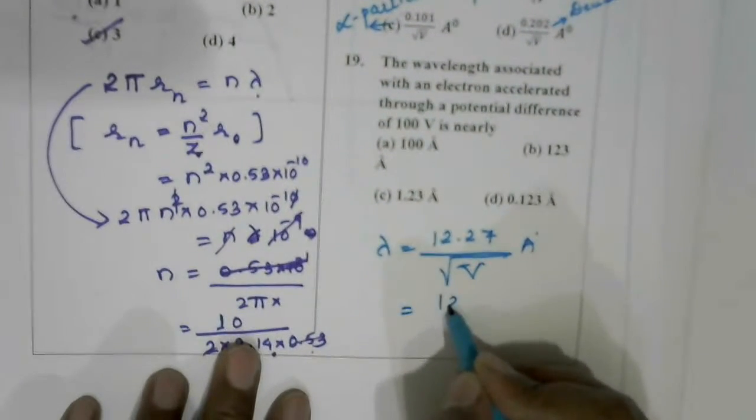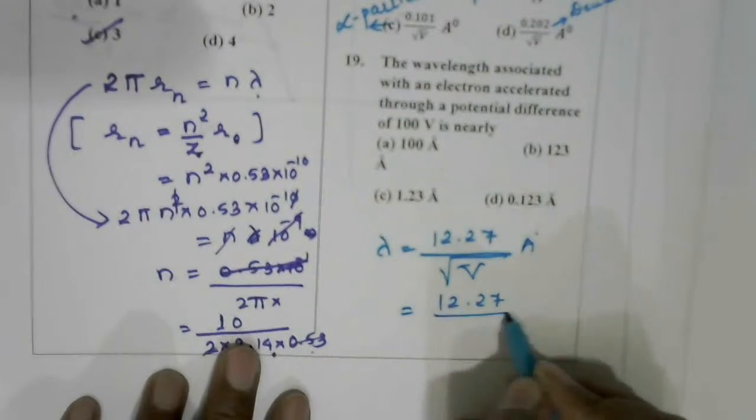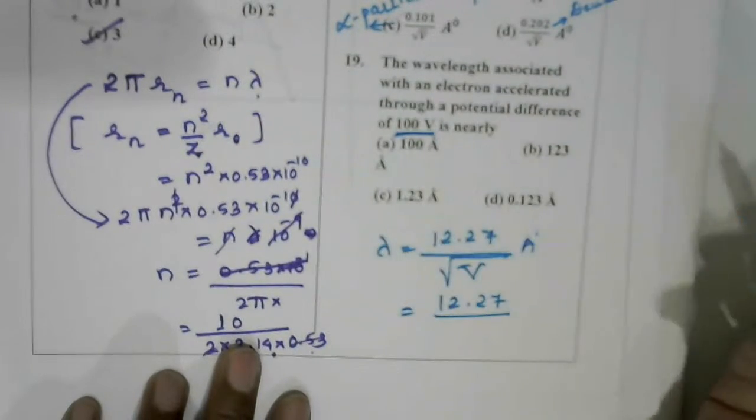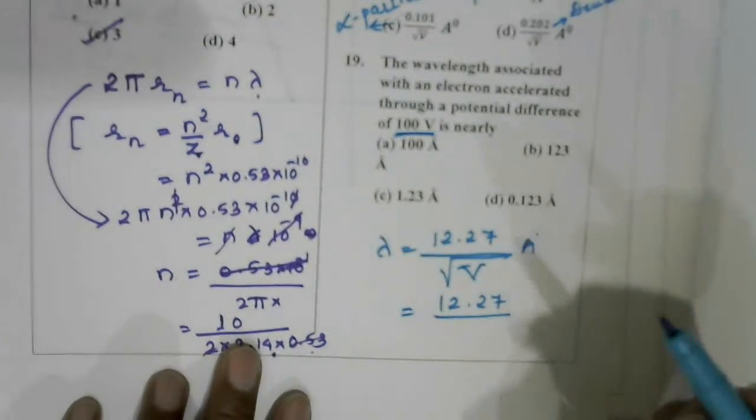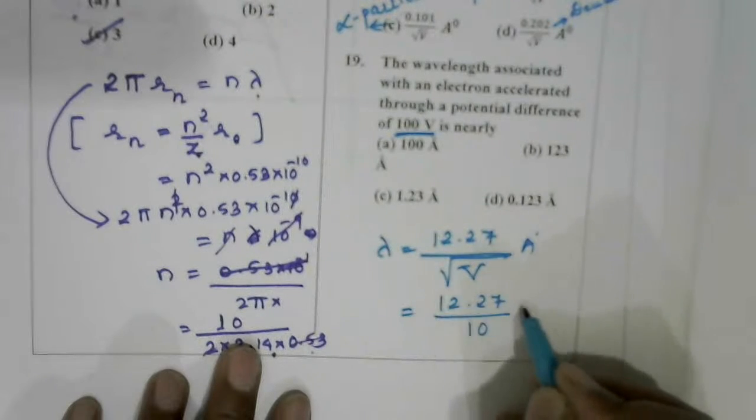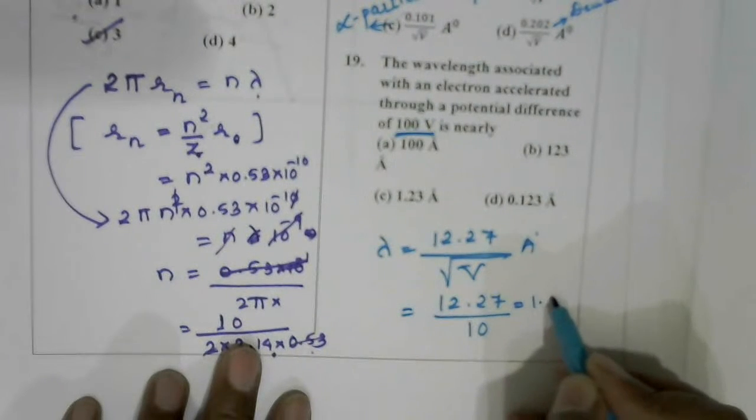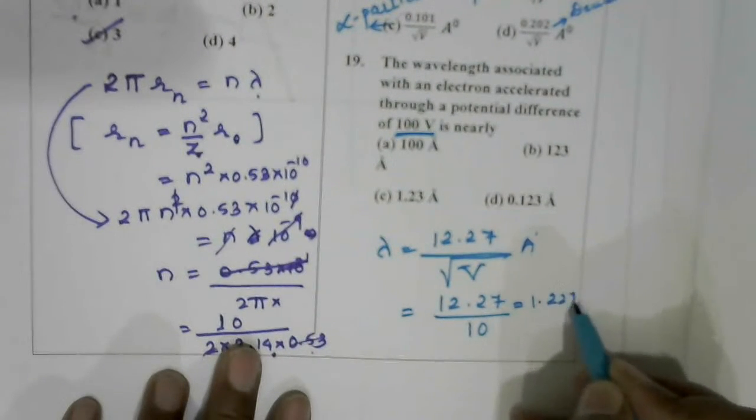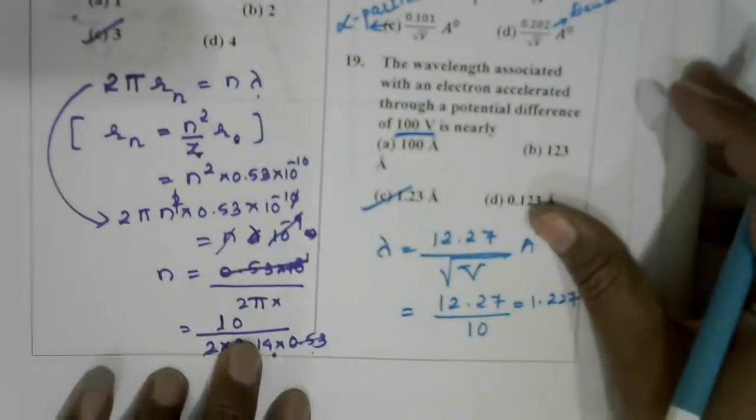This will be equal to 12.27 divided by. Since they again 100 volt potential, okay, they are applying to accelerate it. Ultimately, that becomes 10. Just one you have to shift. So it becomes 1.227, or they made us 1.231.